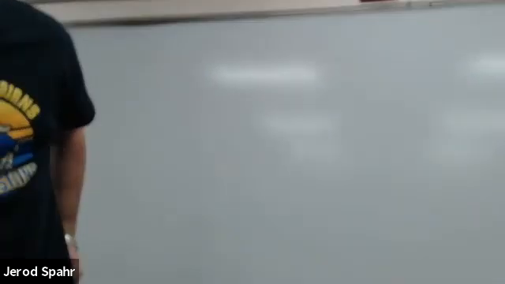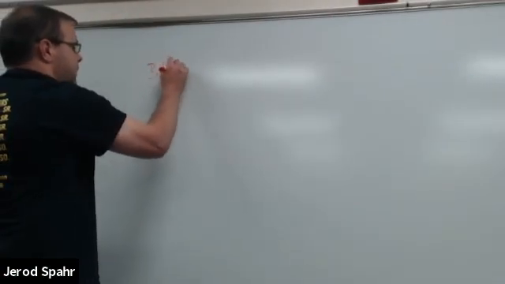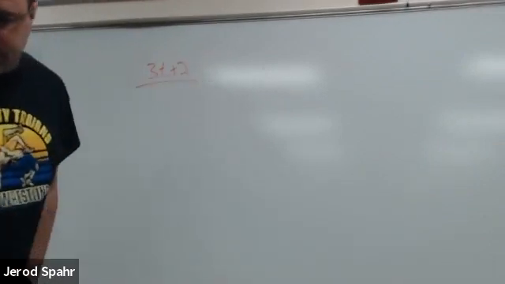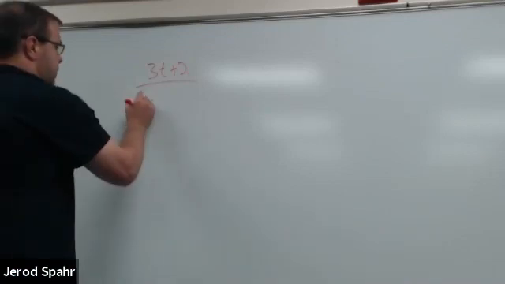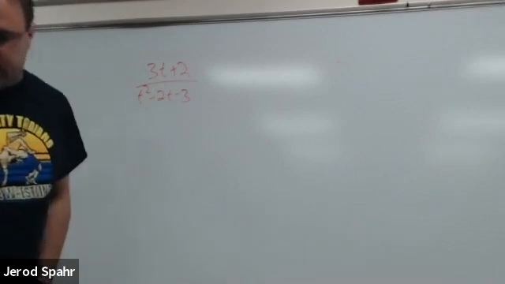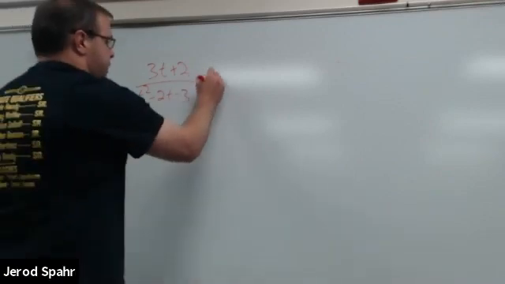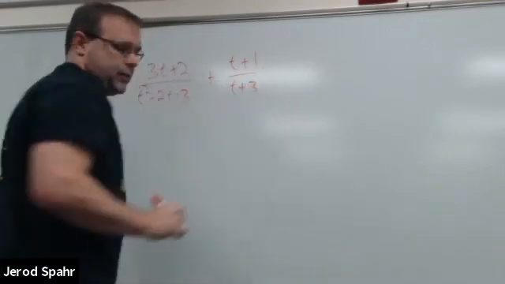To do this, we have 3t plus 2 over t squared minus 2t minus 3, and they want us to add t plus 1 and t plus 3, or t minus 3.